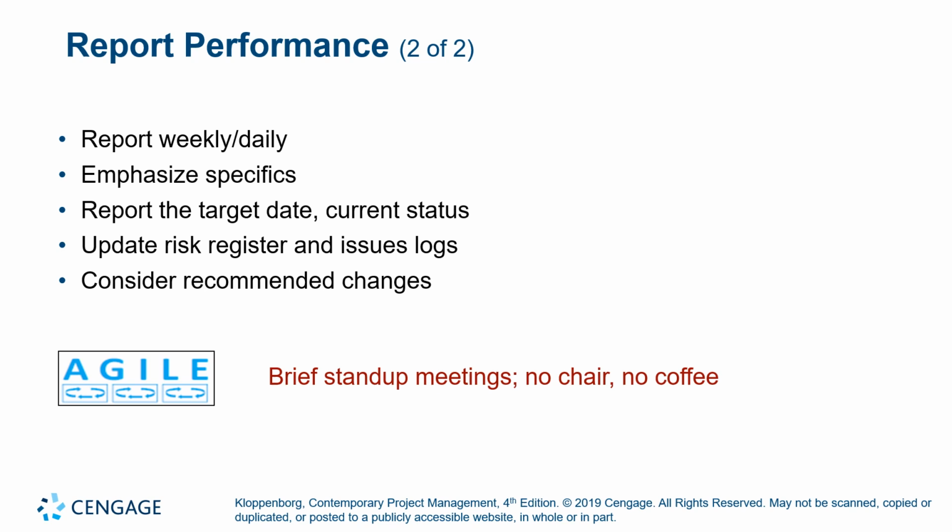In an agile framework project, there are brief stand-up meetings, no chairs, no coffee. That's pretty much how you report performance. Basically, from previous chapters, you understand that stand-up meetings happen for about 15 to 20 minutes every day, and everybody gets an update on how they're doing with the project. And then you just keep it moving each and every day of a work week.